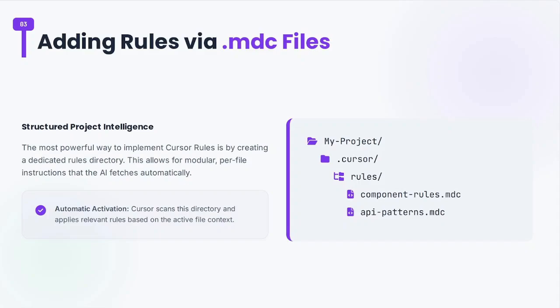The advantage of defining these rules is that Cursor scans this directory automatically and applies the relevant rules based on the current file we are working on. For example, if we are working on the front-end side, Cursor can use component rules. If we are working on the back-end side, Cursor can use API rules. This makes AI much smarter, much more context aware, and much more aligned with our project structure.